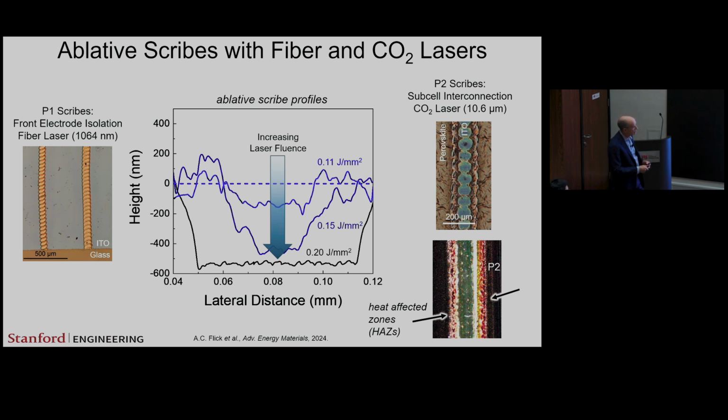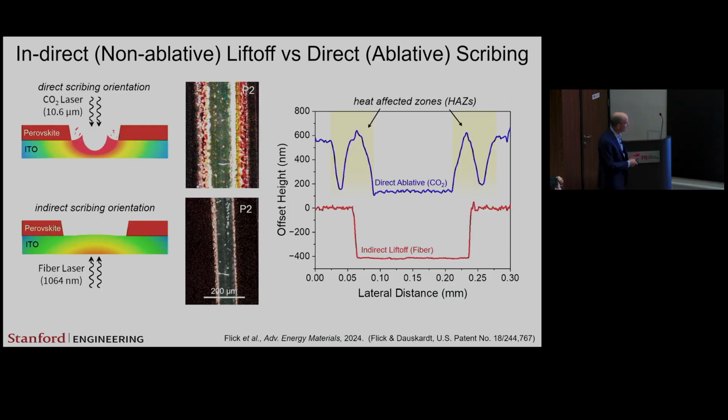And you can see that the problem is that as you ablate the material, this is just the height, this is digging down through the layer, you produce these heat-affected zones on each side, these damaged zones on each side of the laser scribe. So what we've done here is to develop an indirect laser scribing method where we actually use the laser from the back side of the cell, and using the same laser for all three scribes, P1, P2, and P3, we can produce the scribes with this indirect liftoff method where you can see the scribe is now this really beautiful, clean scribe, as opposed to a direct ablative scribe where you have all of these damage effects on either side.